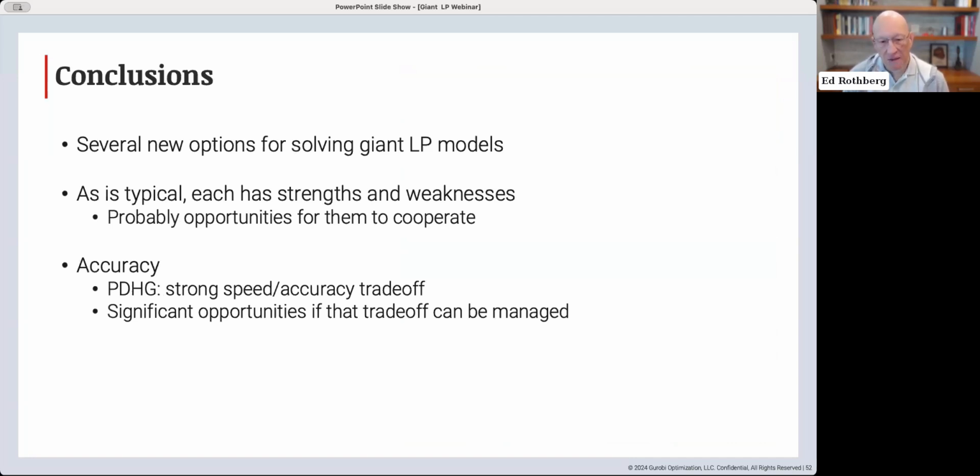So, conclusions. It's great that there are new options for solving giant LPs. The fact that each has its strengths and weaknesses, we're used to that. So just the fact that we have a new option, it's all positive. It's all great. And the accuracy issue, the fact that PDHG introduces this really strong trade-off between speed and accuracy, this is new. This is something we're going to have to get used to. But it seems that once we do get used to it, there are going to be significant opportunities here. So, any questions?